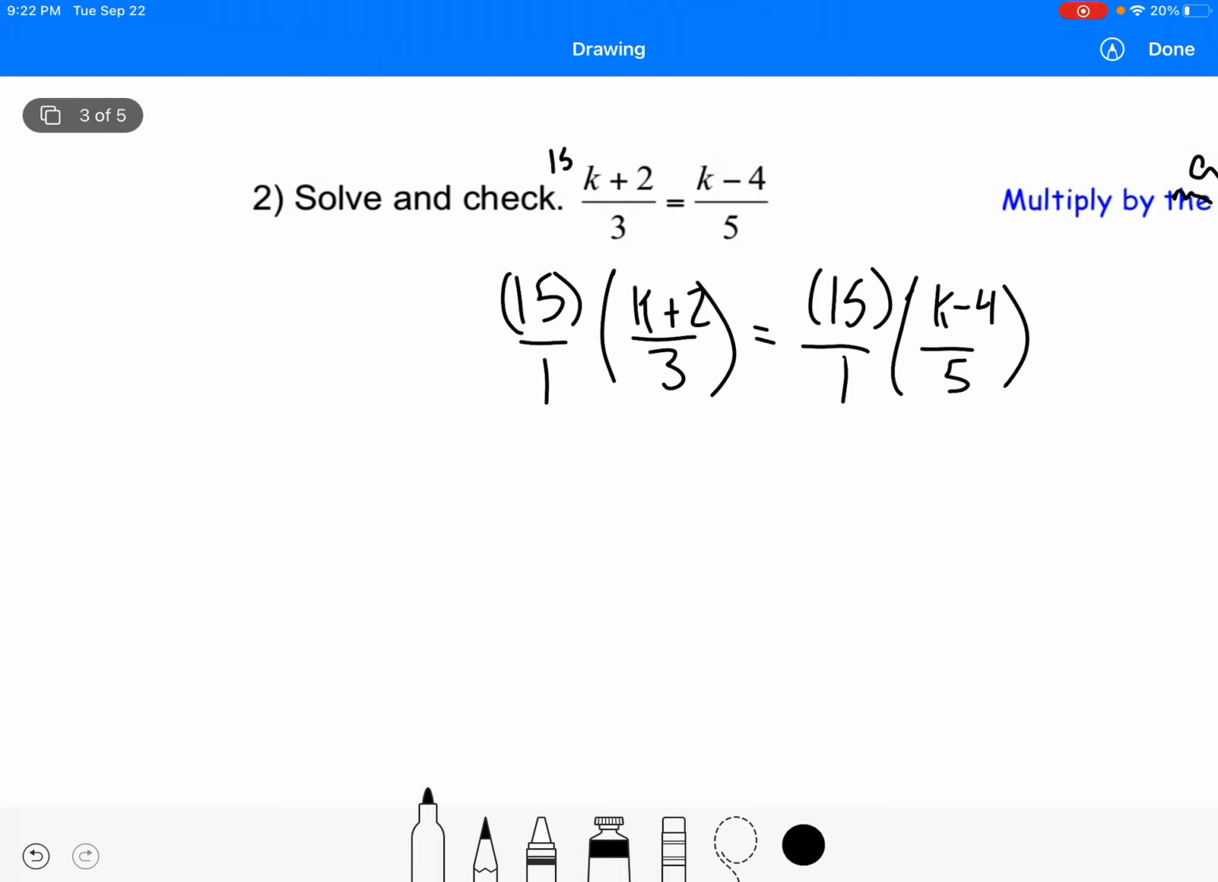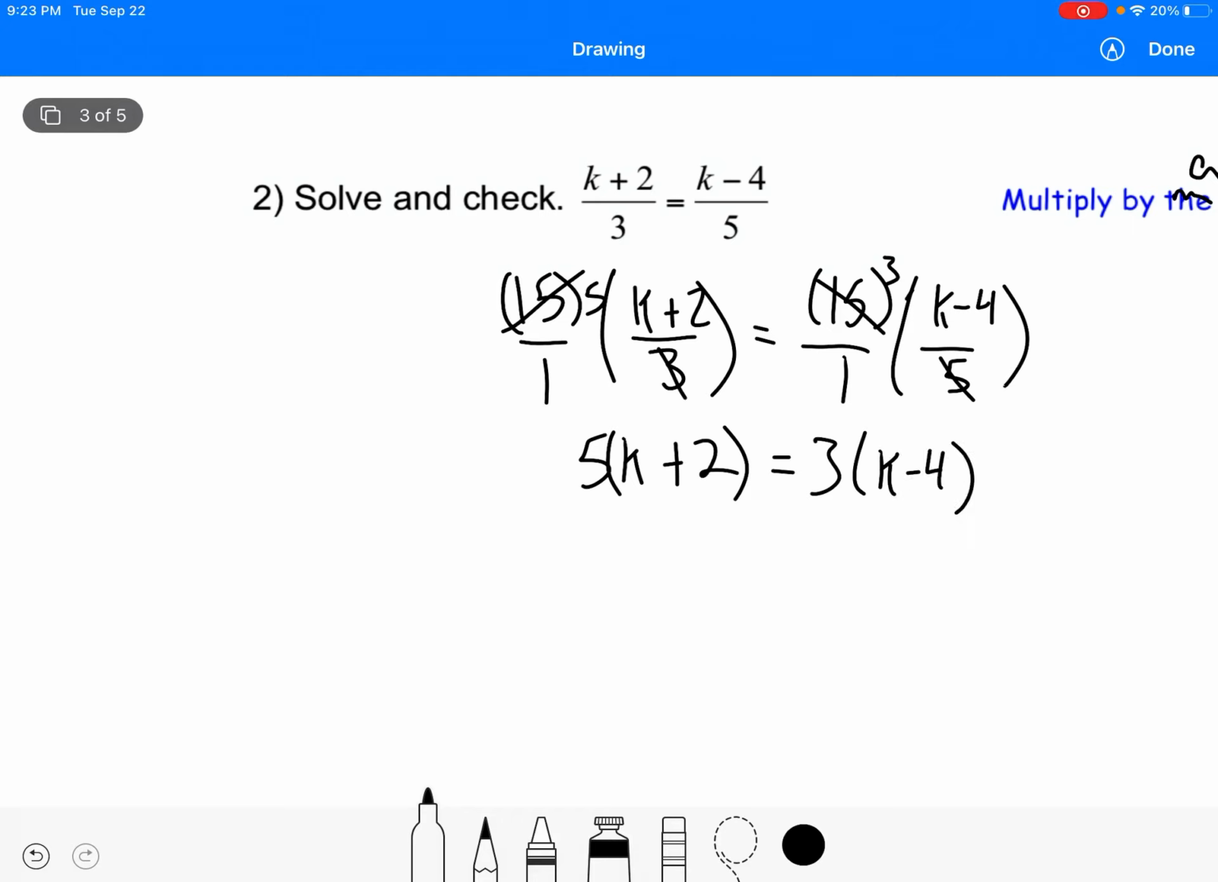Now if you wanted to write it like this, 15 here and 15 here, you could do that and then do the same step that I'm about to do. It's a little bit cleaner. So 15 is going to reduce with the 3. So we're going to have a 5 here. 15 is going to reduce with the 5. We're going to have a 3 here. And now we have the same question that we just had. So it becomes 5 times k plus 2 equals 3 times k minus 4.